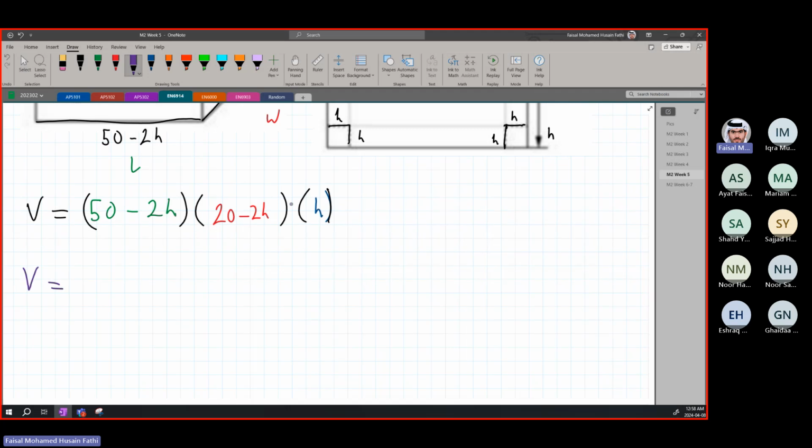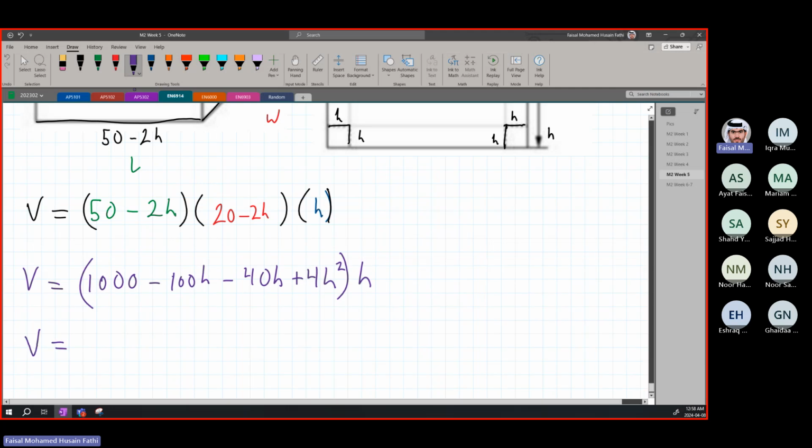We are going to just distribute everything. So 50 times 20, which is 5 times 2 is 10, 1000. 50 times minus 2h is minus 100h. Minus 2h times 20 is minus 40h. Minus 2h times minus 2h is plus 4h squared. And all of this is going to be multiplied by h again. So V is going to be equal to... 50 times 20 is 1000.